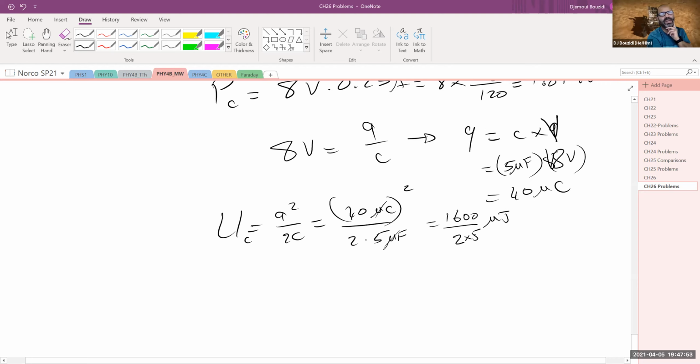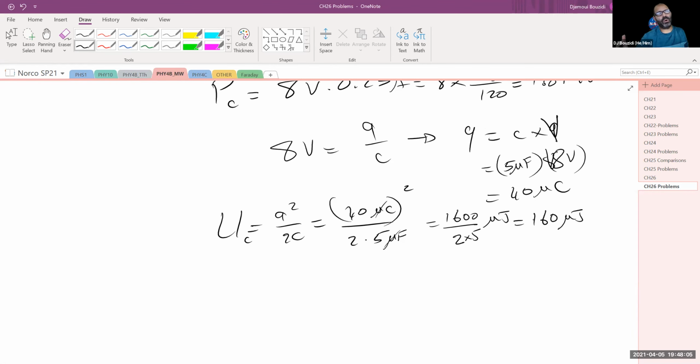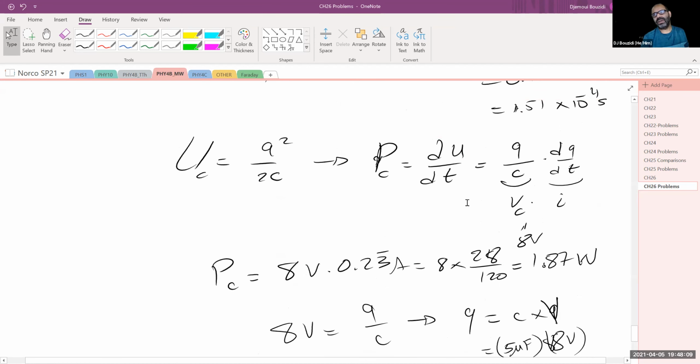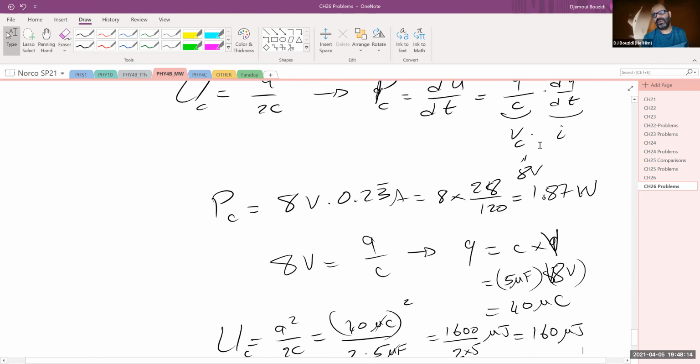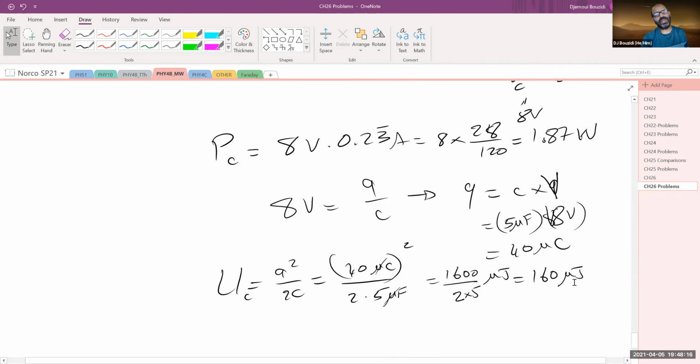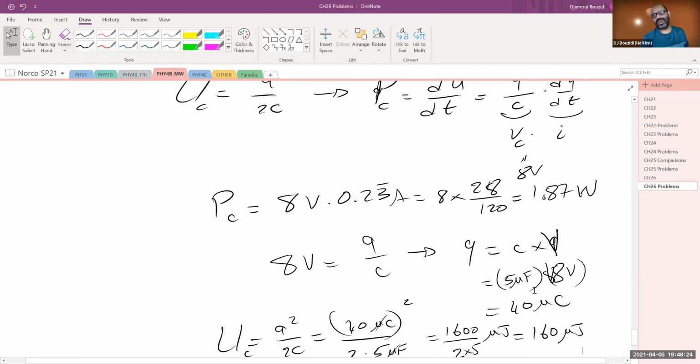So 1600 divided by 10, it's 160 microjoules. This is how much energy we have right now. We're building more. We're putting more energy in the capacitor. That's the whole purpose of it. But after 151 microseconds, this is how much energy we have in the capacitor, 160 microjoules already. And the charge that we have there is 40 microcoulombs.